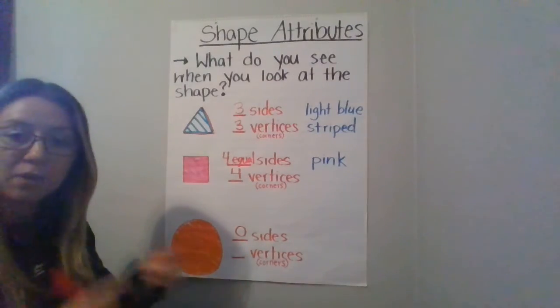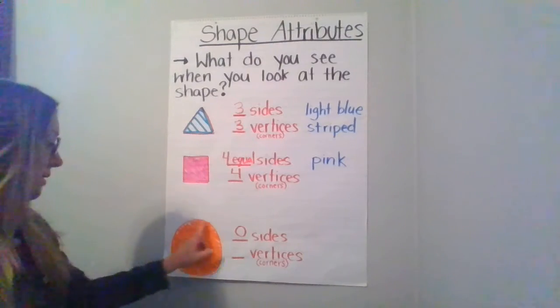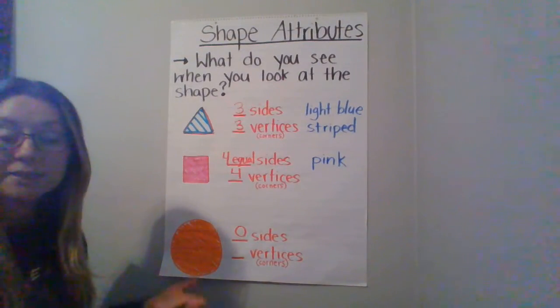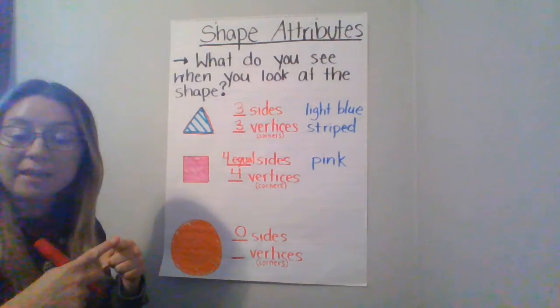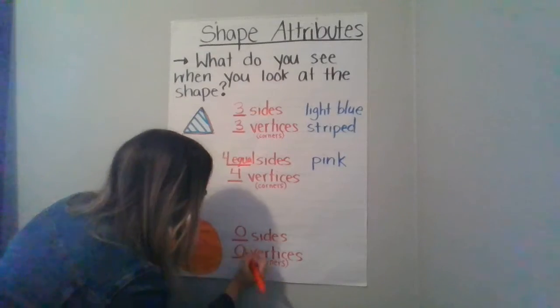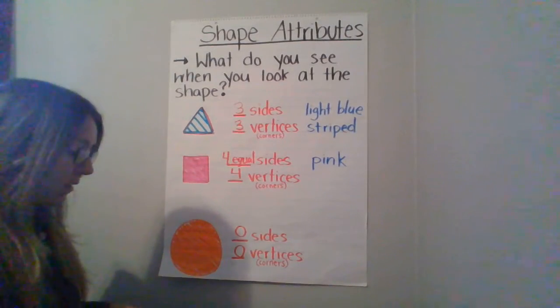Okay, vertices are where two sides meet. Same thing as a corner. Does this circle have any corners? No, it doesn't have any sides, so the sides can't meet. So there is no corners and there's no vertices, so that's also 0. So this is a very special shape. It's very different than all the other shapes.